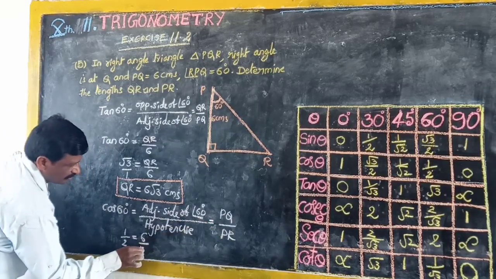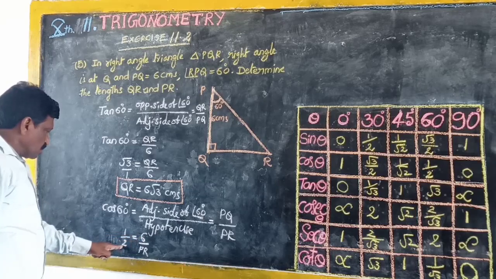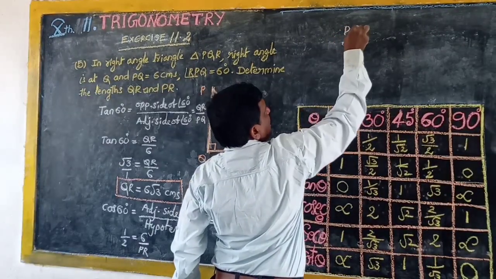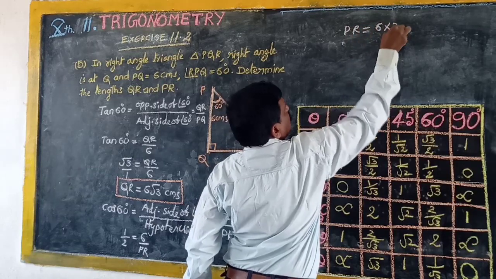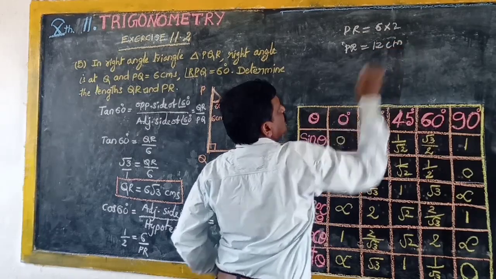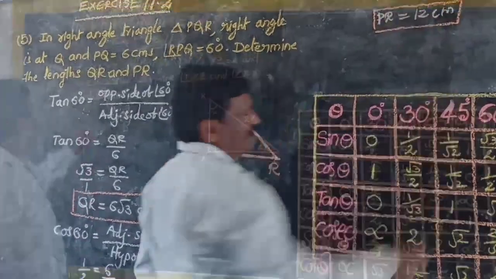PR. So cross multiplication: 6 into 2, 1 PR. 1 PR is equal to 6 into 2. PR is equal to 12 centimeters. So this is the answer: PR is equal to 12 centimeters.